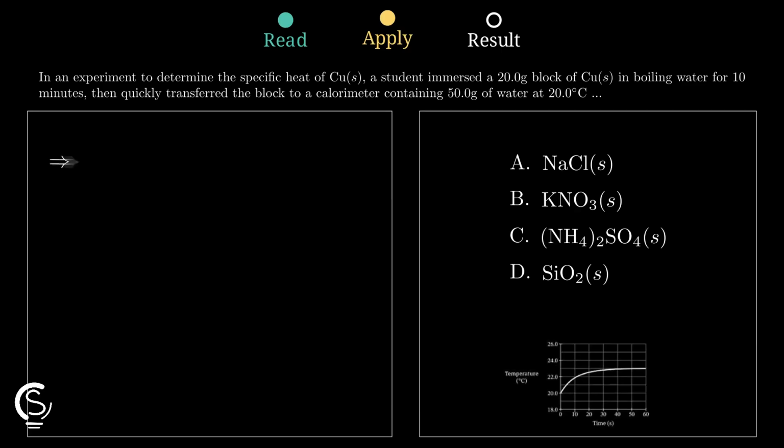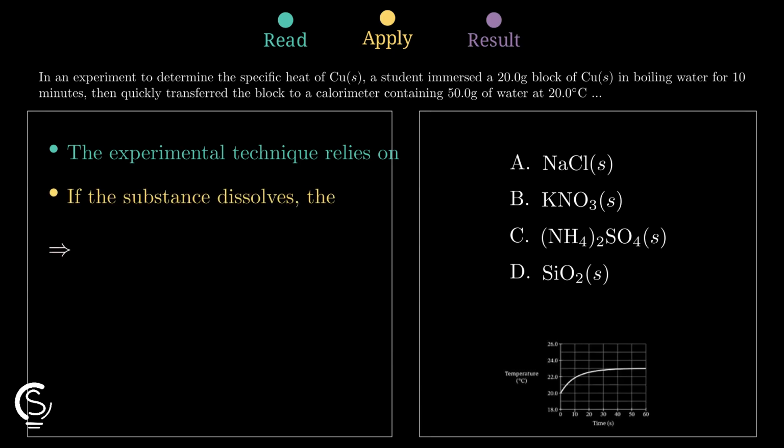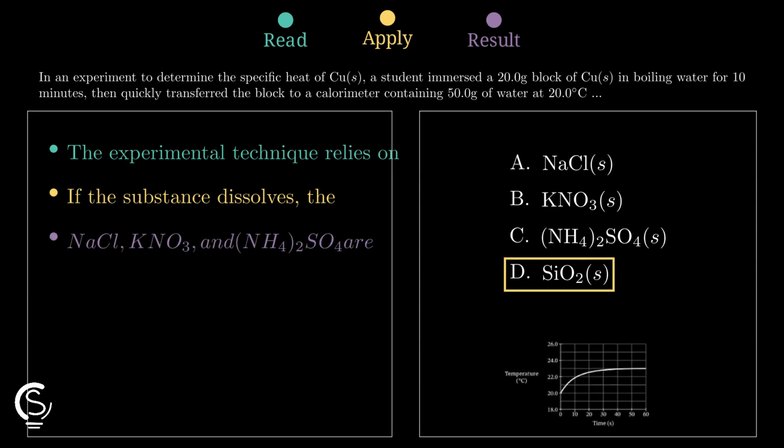If the substance dissolves, the temperature change reflects both heat transfer and chemical energy. We must choose an insoluble material to ensure we are only measuring the thermal energy exchange accurately. NaCl, KNO3, and ammonium sulfate are soluble salts. Silicon dioxide is insoluble in water, making option D the only valid choice for this experiment.